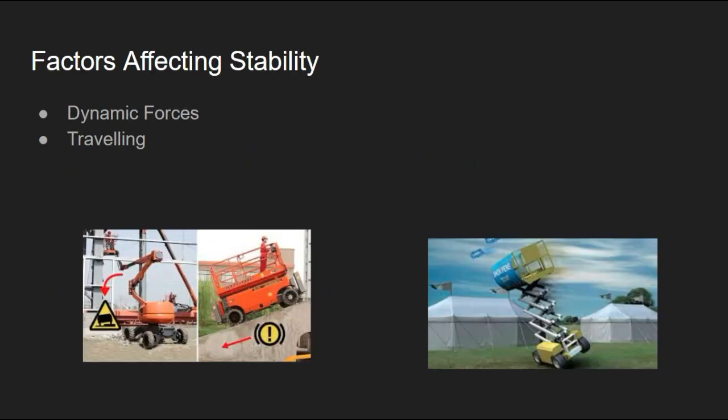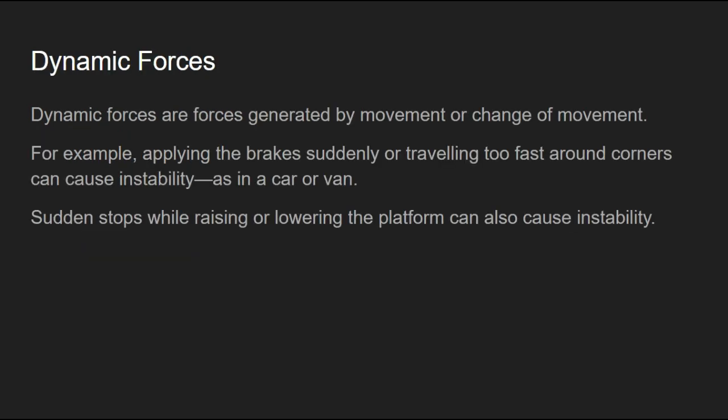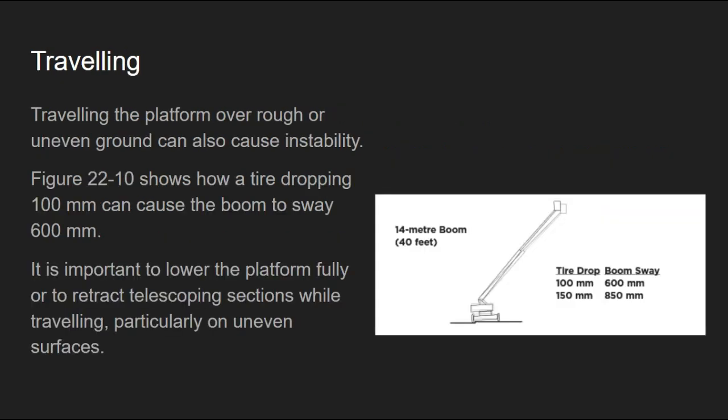Factors that affect stability include dynamic forces and traveling. Dynamic forces are forces generated by movement or change of movement. For example, applying the brakes suddenly or traveling too fast around corners can cause instability, as in a van or car. Sudden stops while raising or lowering the platform can also cause instability.